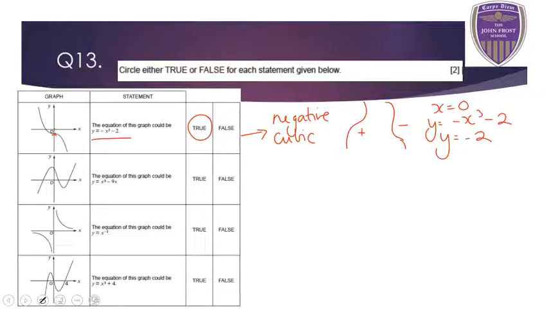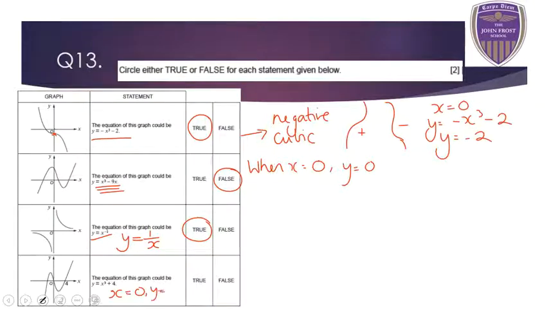So that's correct. The second one is false, because when x is 0, if you put x to be 0 in there, y is 0. Well, that's nonsense because it doesn't go through the origin. The next one, x to the minus 1, is the same as y equal to 1 over x. And that's definitely the graph of y equal to 1 over x. It's got two distinct parts. For the last one, when x is 0, y is 4. Well, if you look at 0, 4 isn't on the graph, so that's definitely false.